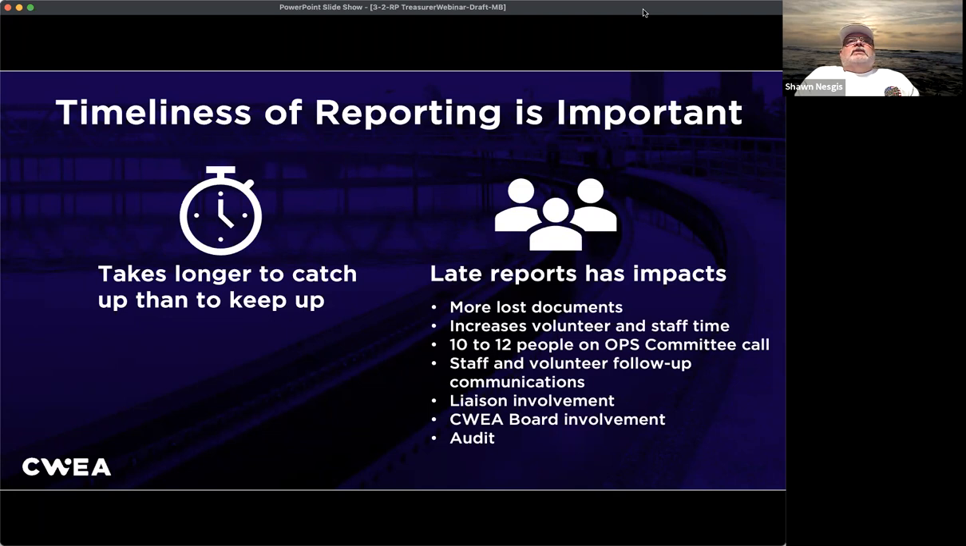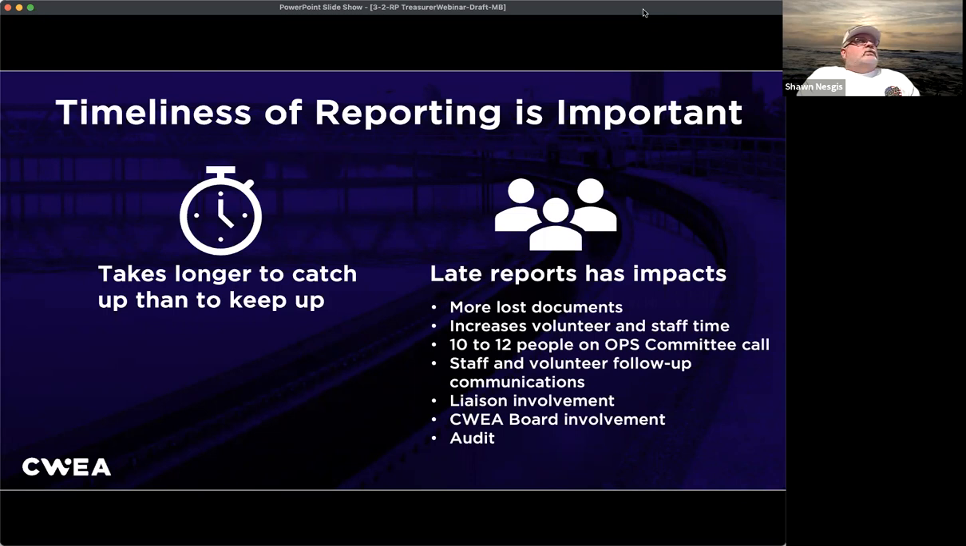Making sure things are done in a timely fashion. We talked about that, and you can see by the audit report that there is some lag time that needs to be picked up on: getting paperwork turned in, having the proper documents completed, not waiting for checks to be deposited or cashed, because it takes longer to catch up than to keep up. So we want to make sure that the local sections are taking care of their finances, and the CWA support is there to help out.